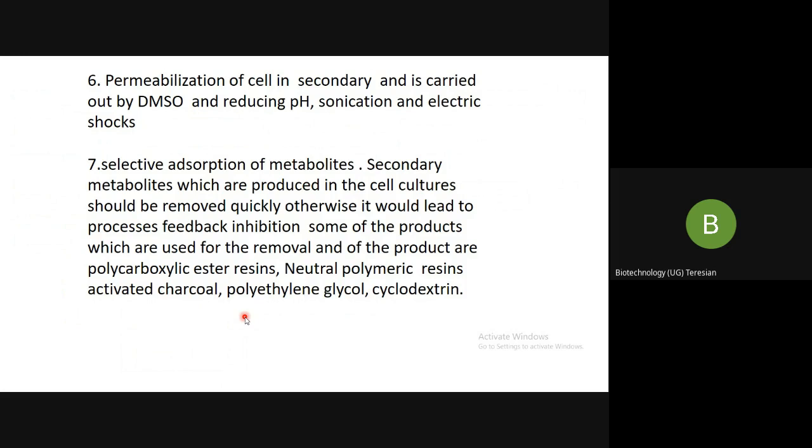Okay, so different agents are used for permeabilization. And what are they? They are DMSO, reducing the pH, sonication, and electric shock. So when you go for sonication or electric shock, what happens? The cells start to break, the cells will disrupt. Once the cells disrupt, what happens? It will release whatever contents were inside the cell into the media. So my secondary metabolites also come into the media. Now I can extract them by the process of purification, which is known as downstream processing.